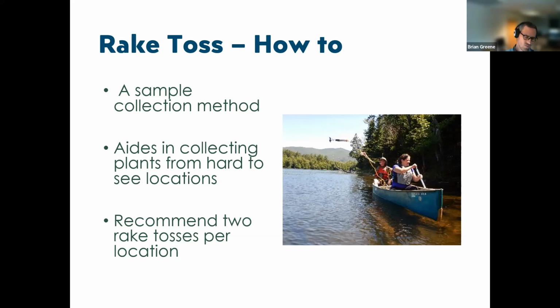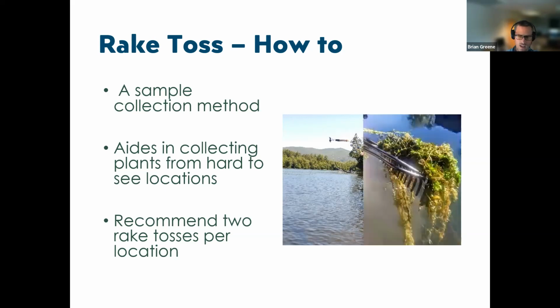You can toss a rake into the bottom of the lake, let it sit on the bottom of the lake, and then slowly drag it back, and it'll collect plants along it that you'll be able to pull up and hold in your hand and look and see. And so a standard procedure is to go out to an area where you can see or can't see plants, and then you can do 2 rake tosses per location, and that gives you a good sample of it, and you can look at the plants and hold them in your hand, which can make it easier to identify. So a rake toss is a different type of tool to identify.